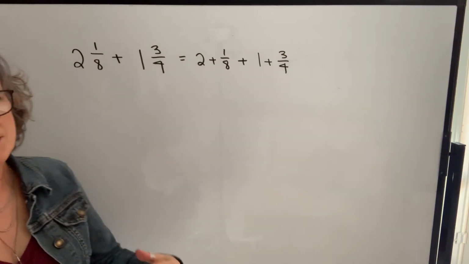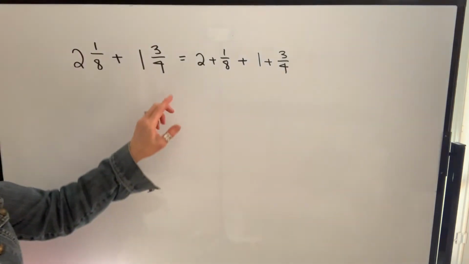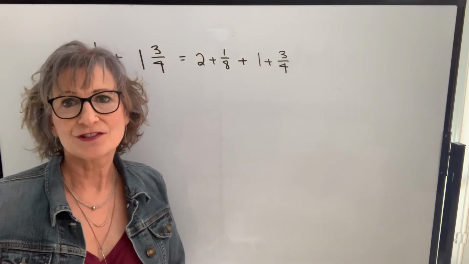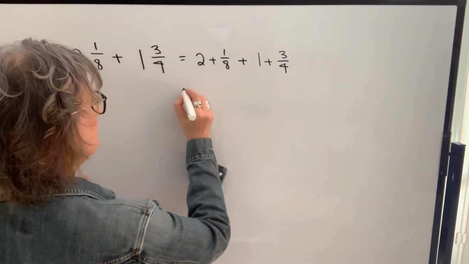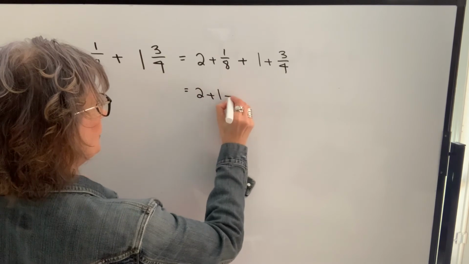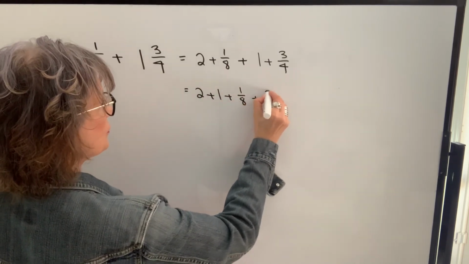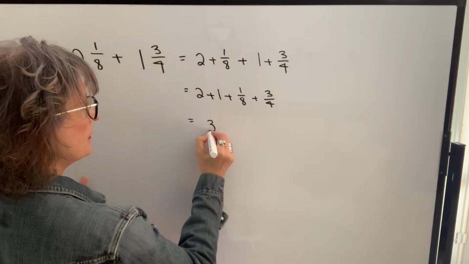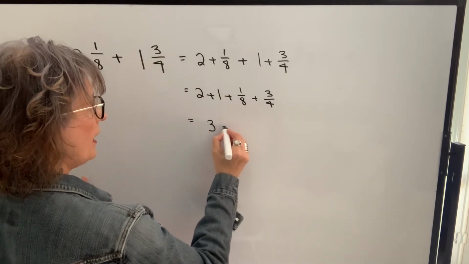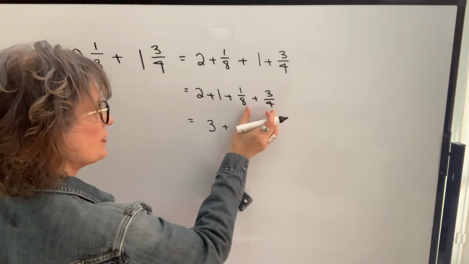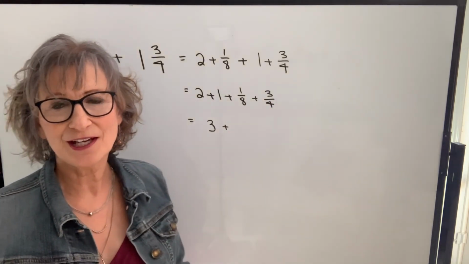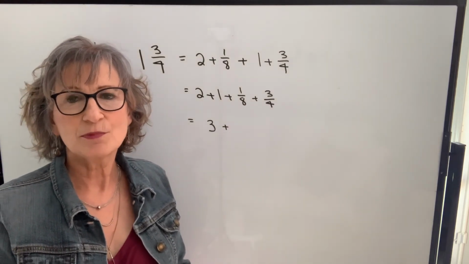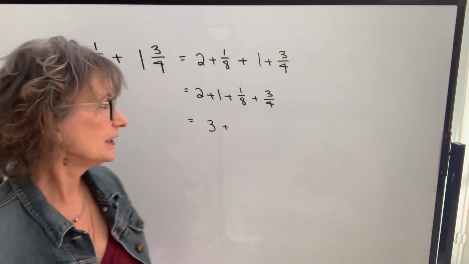And if you understand that and think of it that way, it means that you can add your whole number separate from your fractions. So we could go 2 plus 1 plus 1/8 plus 3/4. We know that 2 plus 1 is 3. And then now we have to add these fractions. We need a common denominator in order to add them. 8 is going to be the lowest common denominator. It's the lowest number that both 8 and 4 divide into evenly.